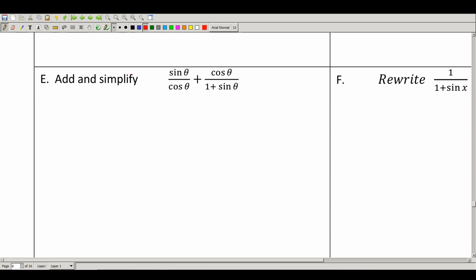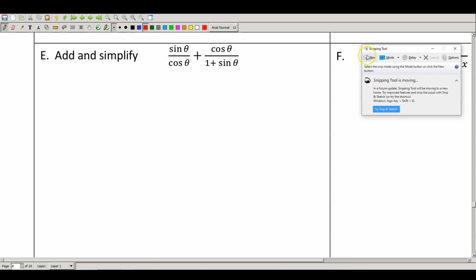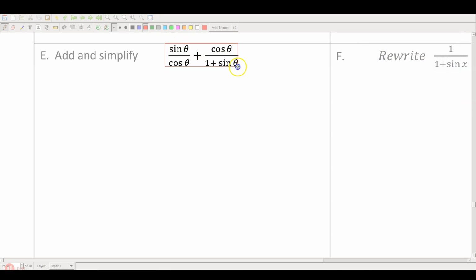Go ahead and pause the video, and try to figure out this problem, share answers, go through it. All right. What should you have gotten?